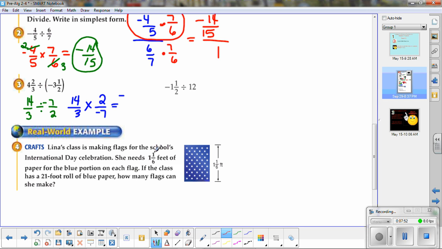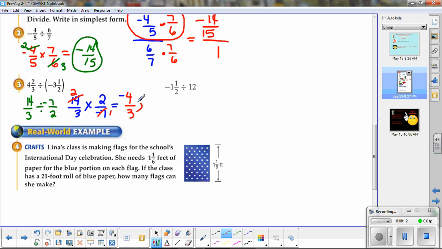Before we multiply, we can go ahead and simplify the 7 and the 14 by dividing both by 7. 7 goes into 14 twice. 7 goes into 7 once. Then 2 times 2 is 4. 3 times 1 is 3. And we had already said it was going to be negative.